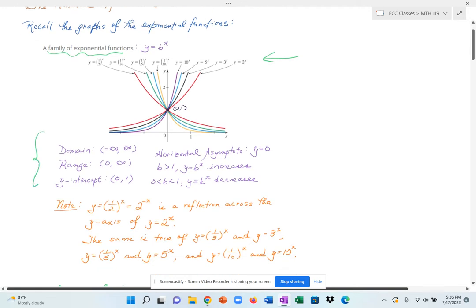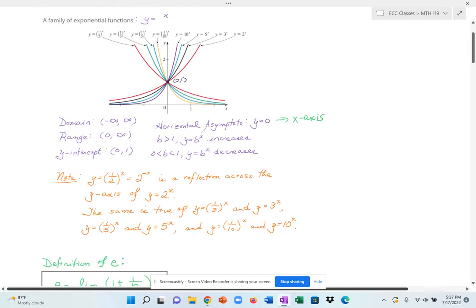The domain for all of the functions above is all real numbers. Your range is all positive numbers. That's why all of these graphs are in quadrants 1 and 2. There is nothing in quadrants 3 and 4. The y-intercept is (0, 1). Your horizontal asymptote is the line y equals 0, which is the x-axis. When b is greater than 1, b to the x increases. That's all of these. And when b is between 0 and 1, b to the x decreases, which is all of these. So that's what was discussed in the last lesson.